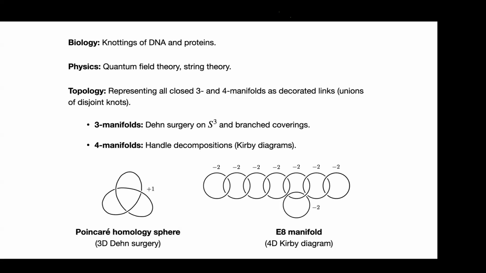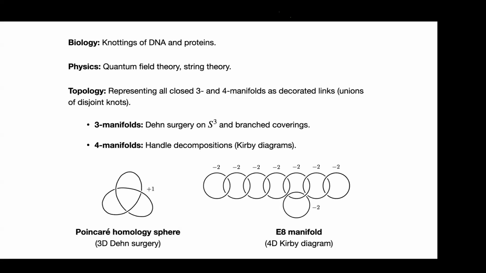In low-dimensional topology, the reason that I care about knots is because for closed three-dimensional manifolds and four-dimensional manifolds, we need some hands-on way of describing the topology of these spaces. And it turns out that you can describe the topology of a smooth four-manifold or a three-manifold using just knot diagrams with some decoration. So for example, I can represent the Poincare homology sphere, which is a non-simply connected closed three-manifold that has the same homology as the three-sphere.